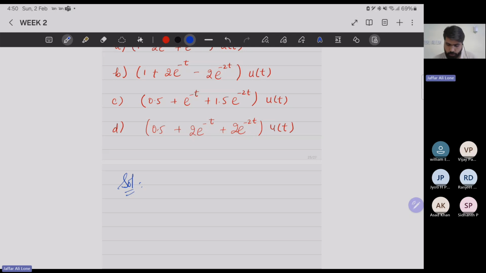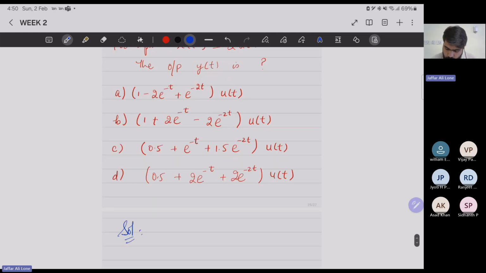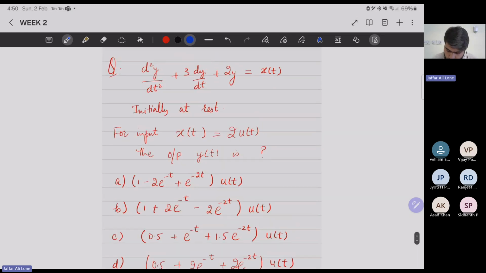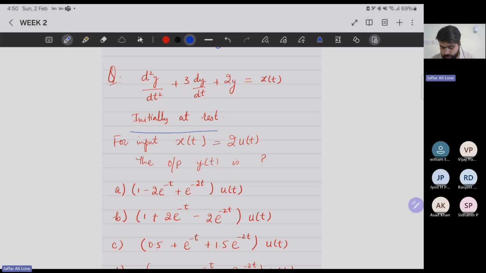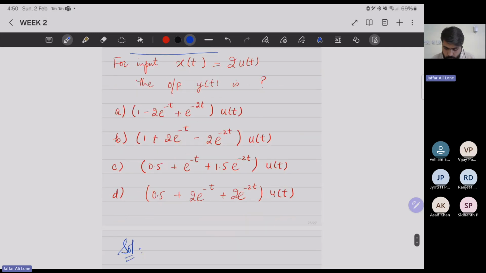Let's solve it for others. Maybe they're not able to solve it. There is a very important point given here: if the system is initially at rest, it means that all initial conditions are zero. We only have to bother about the current values in the Laplace transform, neglecting all the other values.